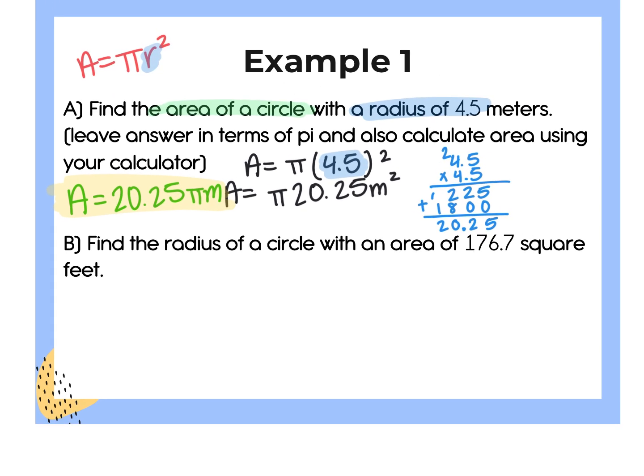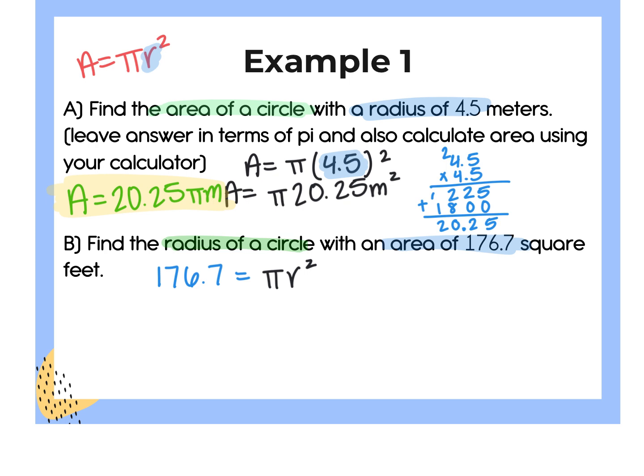Find the radius of a circle with an area of 176.7 square feet. So first of all, what are they asking me for? They're specifically asking me for my radius. I have to find the radius of a circle with the area as 176.7. So look at how I'm setting it up. 176.7 equals pi r squared.